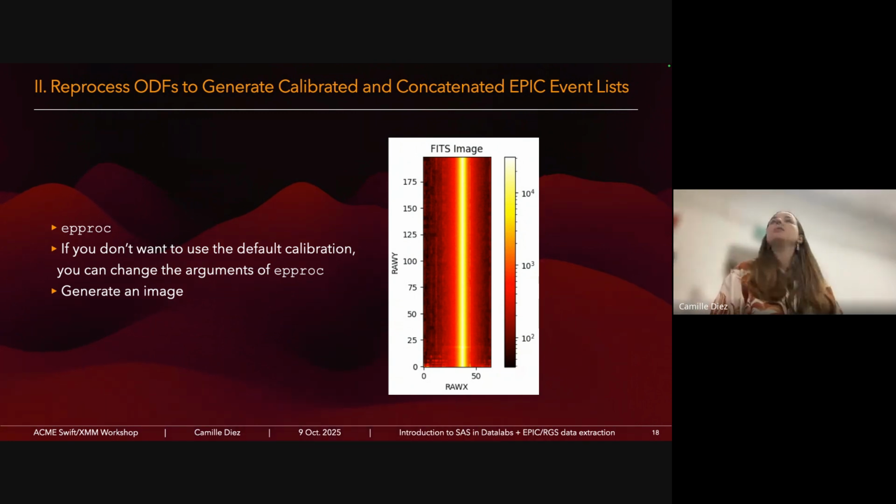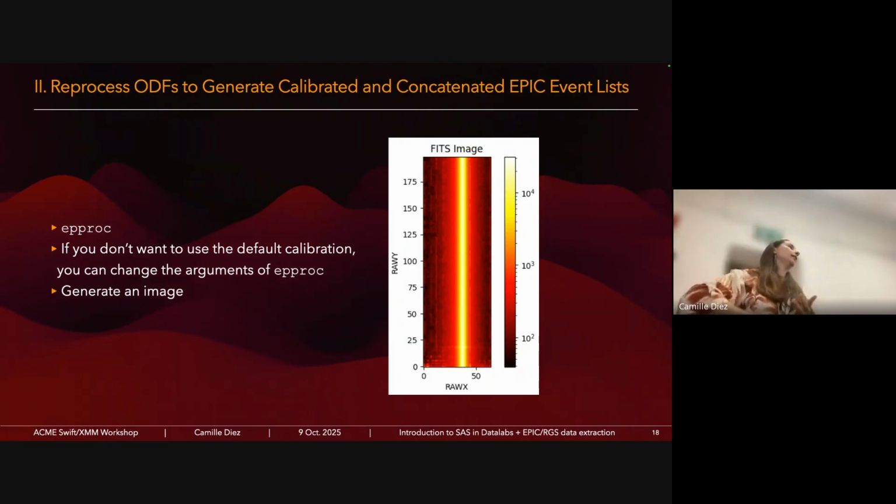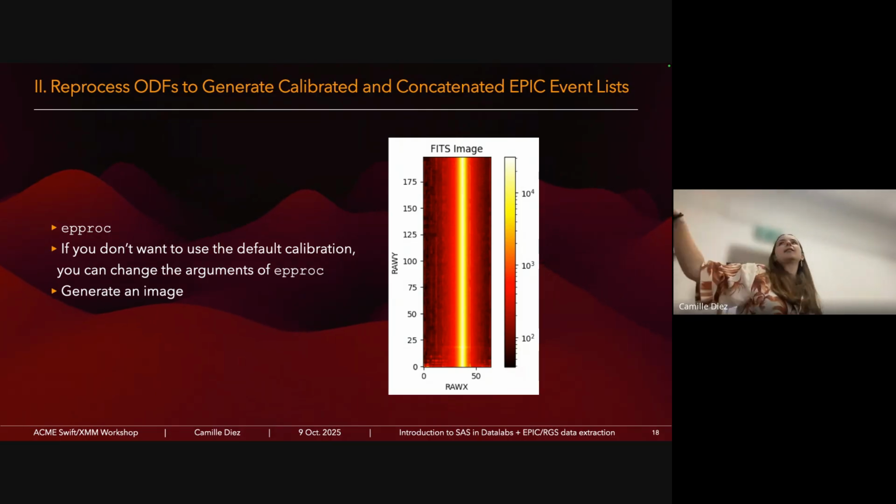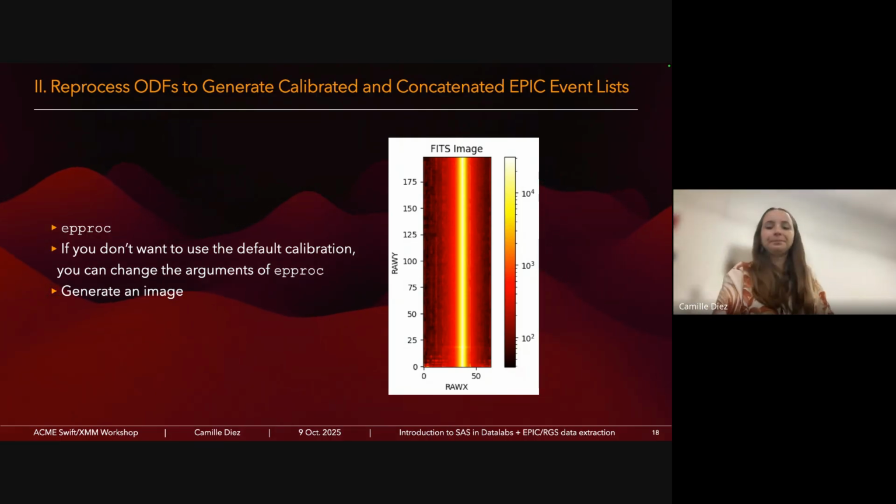And then you generate the image, and this is what you get. Here we can see the very bright Vela X-1 that has been collapsed. In Y we see the time, and in X we see the position in the sky.